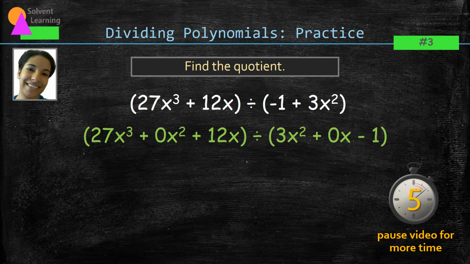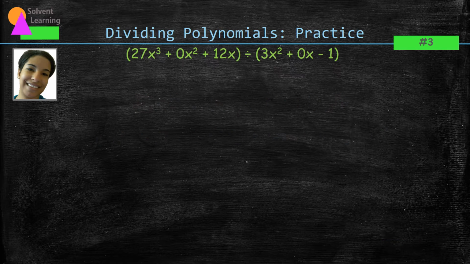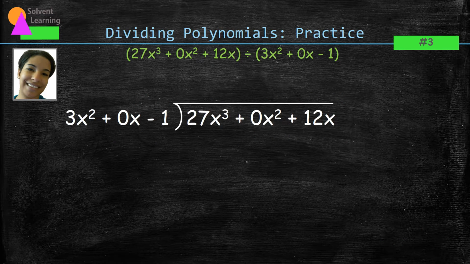And here's what that will look like. Notice for the first polynomial, we didn't have a second degree term, so we can fill that in with 0x squared. And then the second polynomial, we needed to rearrange it so that the 3x squared came first, and we put the minus 1 at the end, and since we didn't have a first degree term, we filled it in with 0x. Okay, now we can set it up for long division.